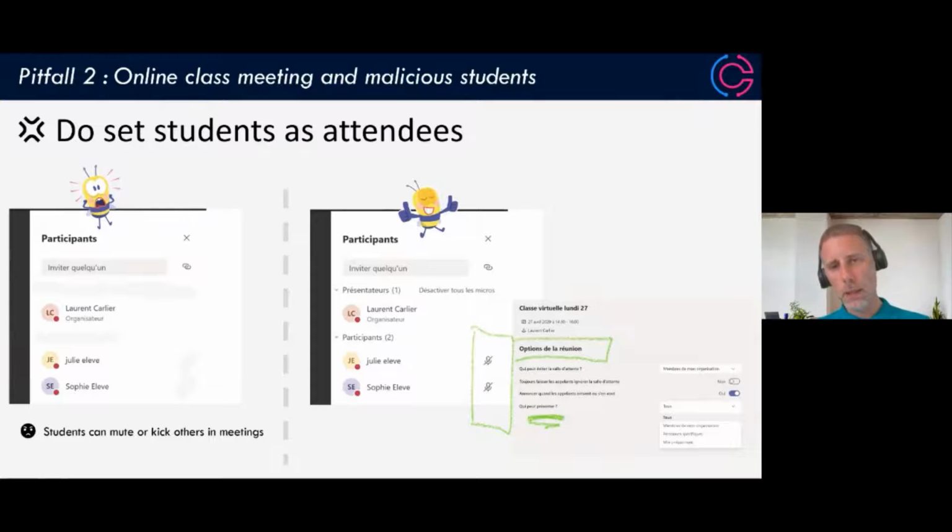As an educator, you do not want your students to have these possibilities. So when you set up a virtual class meeting inside a class, you have to go to the meeting options, and set who can present to only me. If you choose this option, the educators will be presenters and all students will be participants. In that way, educators will be able to mute all mics of students, and students will not be able to kick others out of the meetings. This is a very important fact to know as an educator. If you are setting up online meetings, you really have to think about it. Set students as attendees.